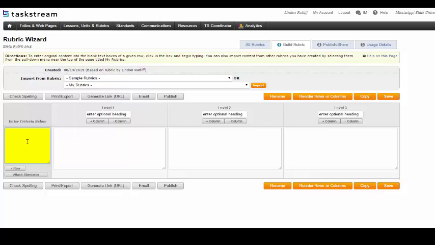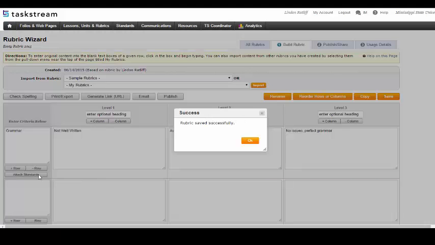So what I'm going to do is I'm going to say grammar. Simple as that. And you can word it however you want to. Not well written. Average style. No issues. Perfect grammar. Simple as that. And then you can add another row if you want to. So you just go over here and you go add a row. Like that.